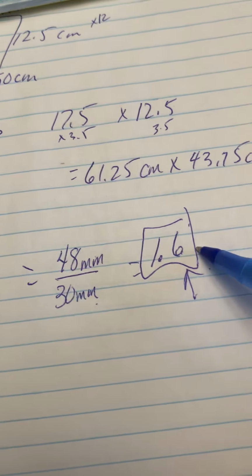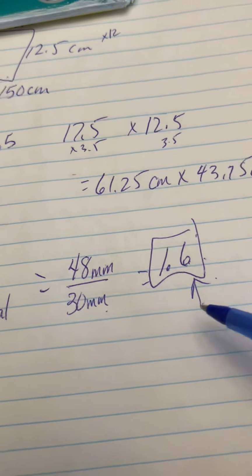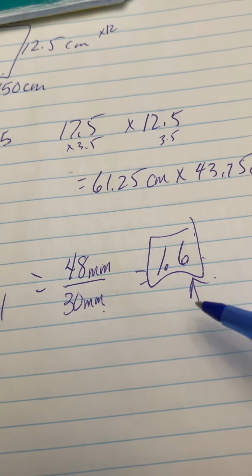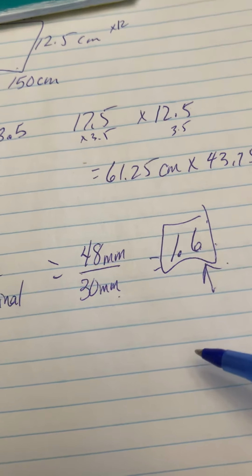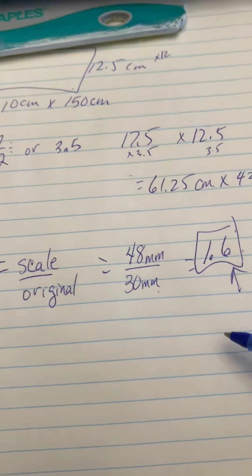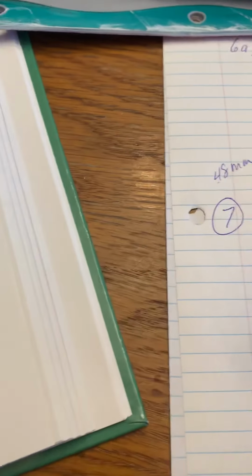So it's important that we remember from yesterday's lesson that scale factor of an enlargement has to be a number greater than 1. If it's exactly 1, then that's just a duplicate, right? That's like making a Xerox copy of something. Okay, so that's question number 7.